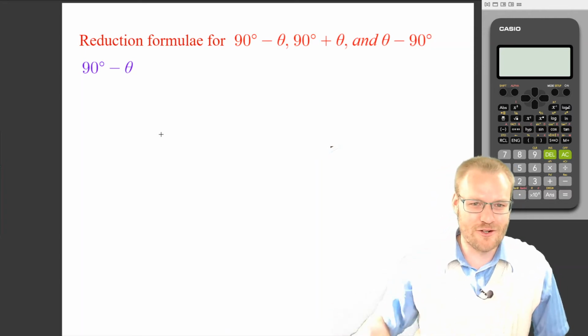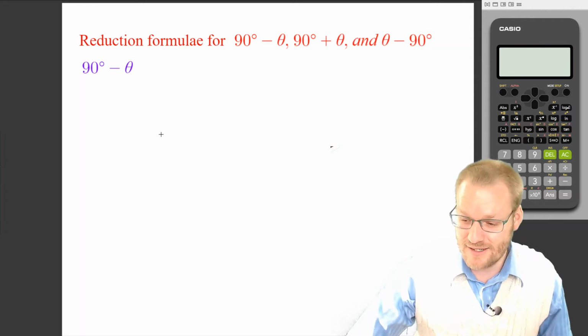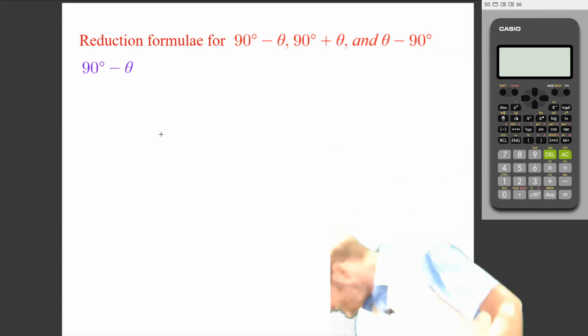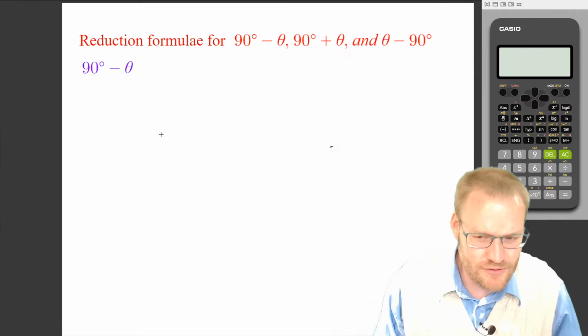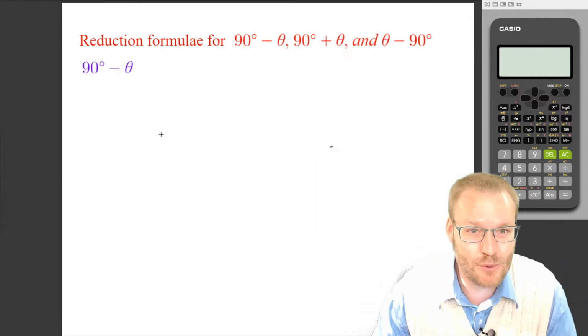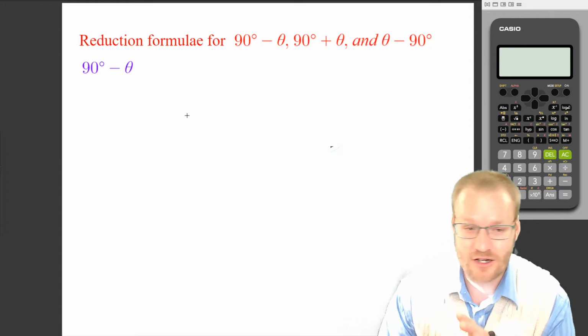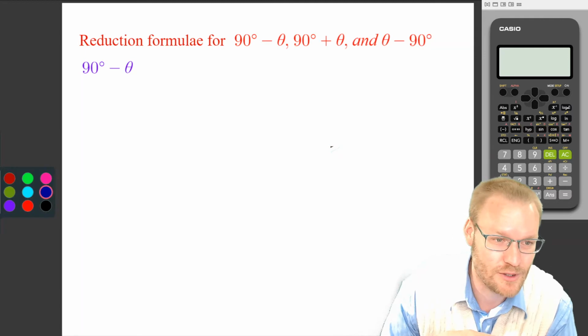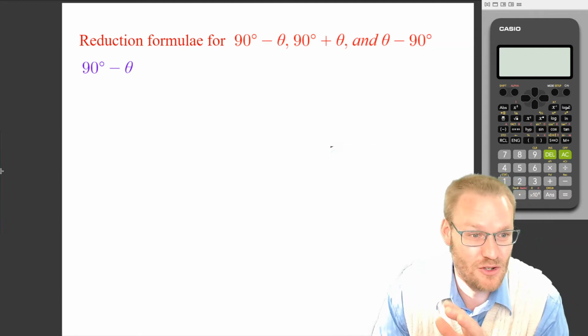Okay, we are doing reduction formulae for 90 minus theta, 90 plus theta, and theta minus 90. And just like with the other reductions we've done, we're going to come up with a nice way of remembering how to do it. For the first one, we're not going to use our CAST diagram. You might think the first thing we're going to do is draw this, but we're not actually, because there's an easier way to look at this.